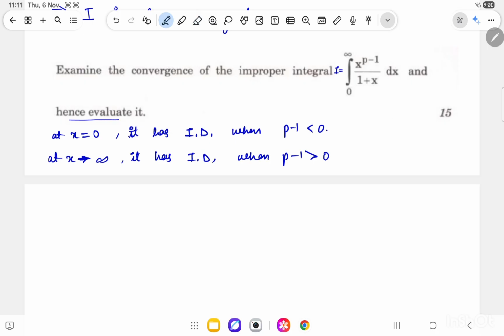Now if I take x equals to minus 1, then also we have infinite discontinuity. At x equals to minus 1 also we have infinite discontinuity, but minus 1 doesn't belong to this integral. Our integration is from 0 to infinity, so we will not count this. So x equals to 0 and x equals to infinity are the only points of infinite discontinuity.